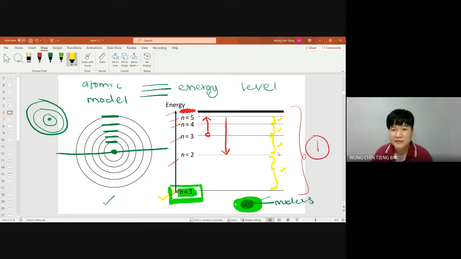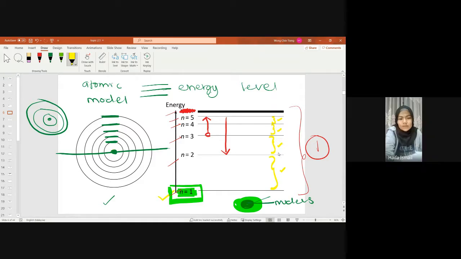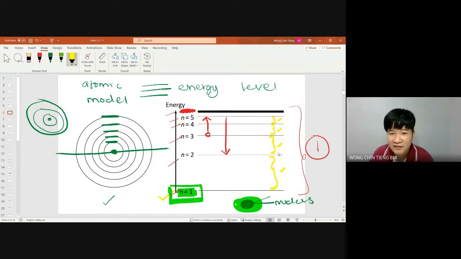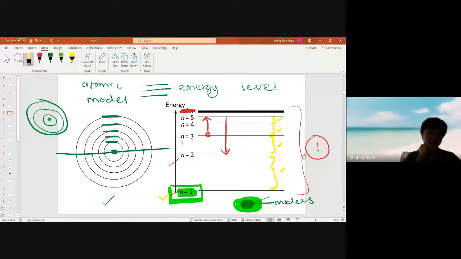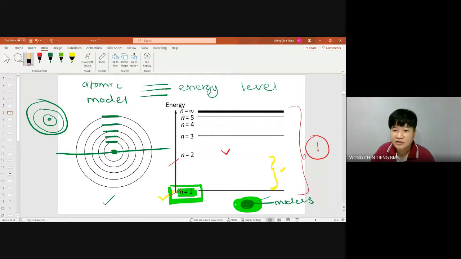So what is the next important thing in the energy level when you draw your energy level, other than you need to label n equals to 1 and so on? Apa lagi yang penting? Sangat penting. Benda kecil je. Benda kamu nampak sebenarnya, saya yakin. Saya tak lukis elektron lagi. Just the energy level without the electron, without anything. Distance between the energy level.